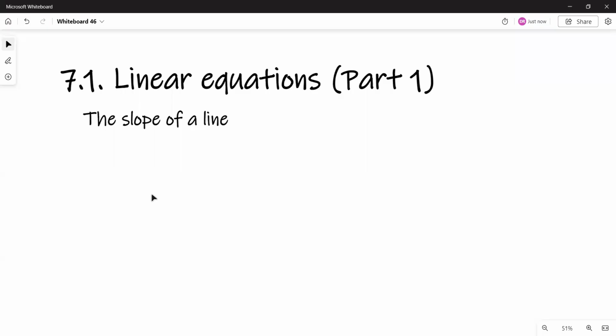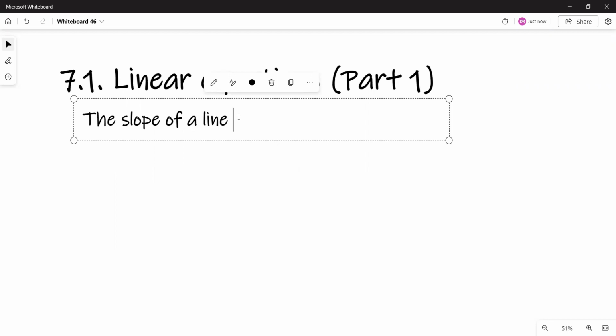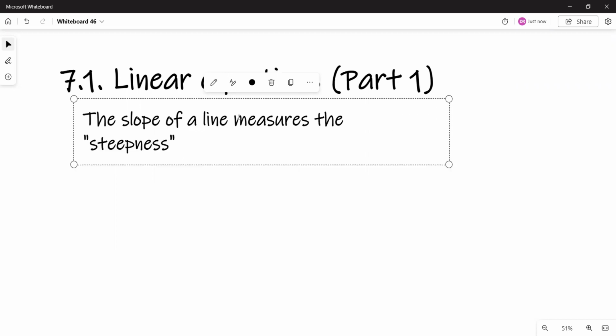Hello, I'm finishing section 7.1 on linear equations. The next topic is the slope of a line. So the slope of a line measures its steepness, or how steep a line is.